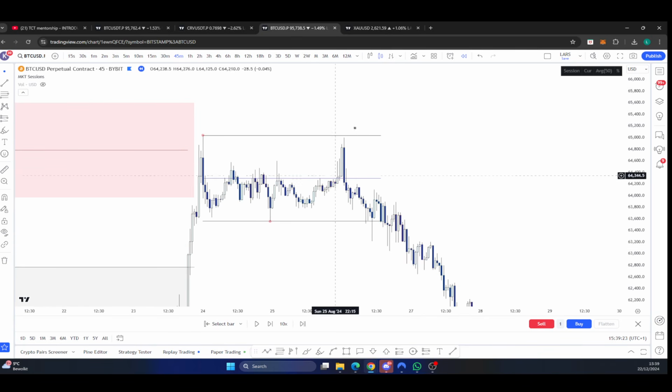And price comes close to the range high. Oh, I should put it like this. Okay.